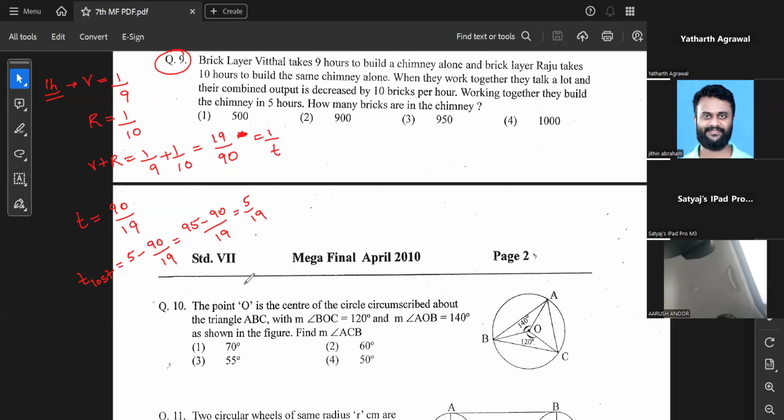Yes, sir. So what I did is, sir, I multiplied 19 upon 90 by 5, so I got 95 upon 90. So 5 upon 90 is equal to 50 bricks, because 1 hour is equal to 10, so 5 is equal to 50. So according to that, I got 900 as the answer. Then I used the same method.